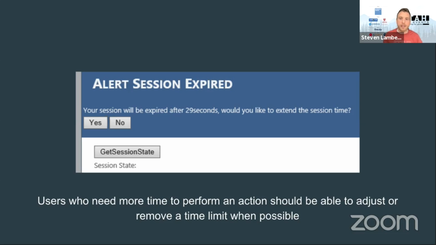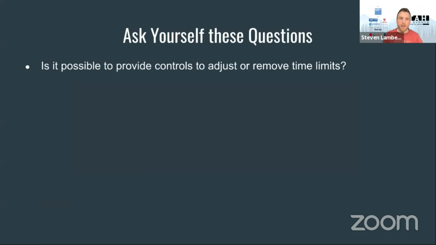So we want to make sure that we can cater to that need as much as possible, especially now that we're all online, we're all home with all of our kids sometimes, and we can always get interrupted. So to use the lens of time, you just have a single question: is it possible to provide controls to adjust or remove time limits?